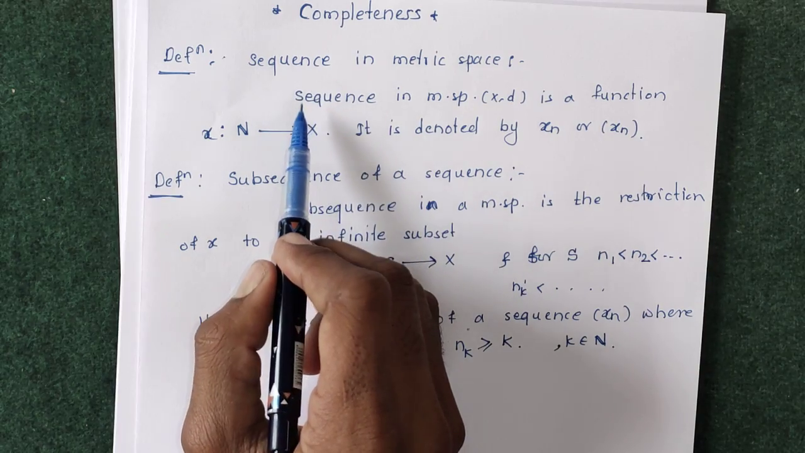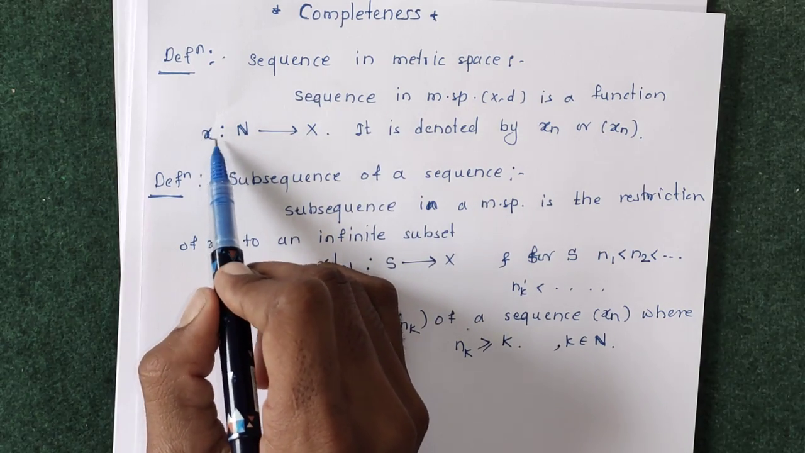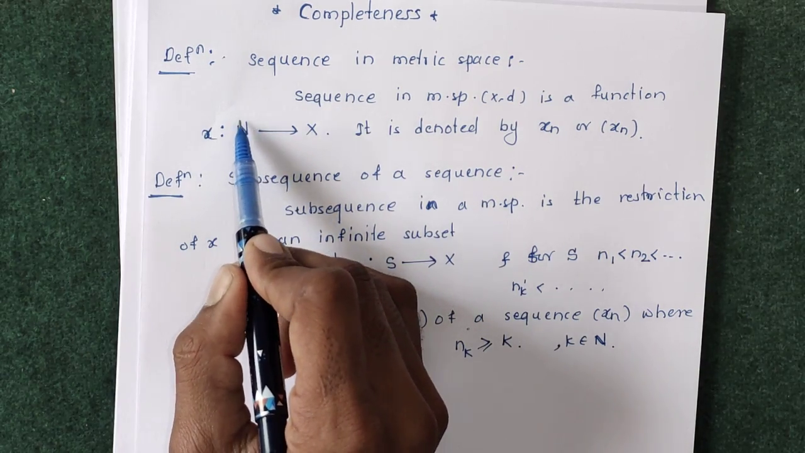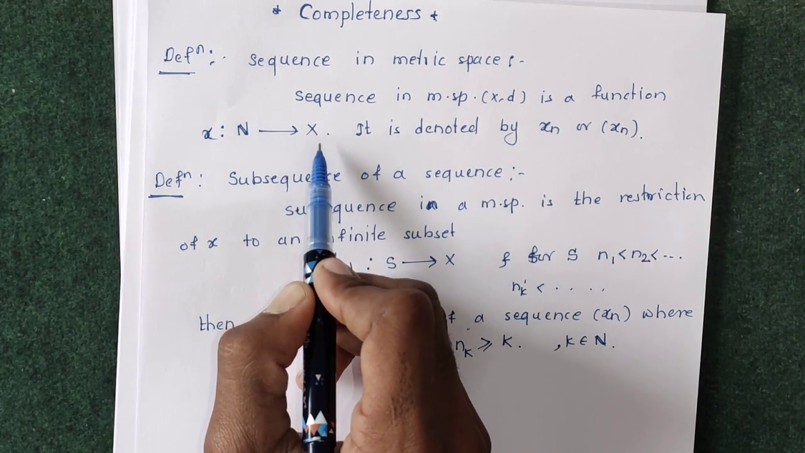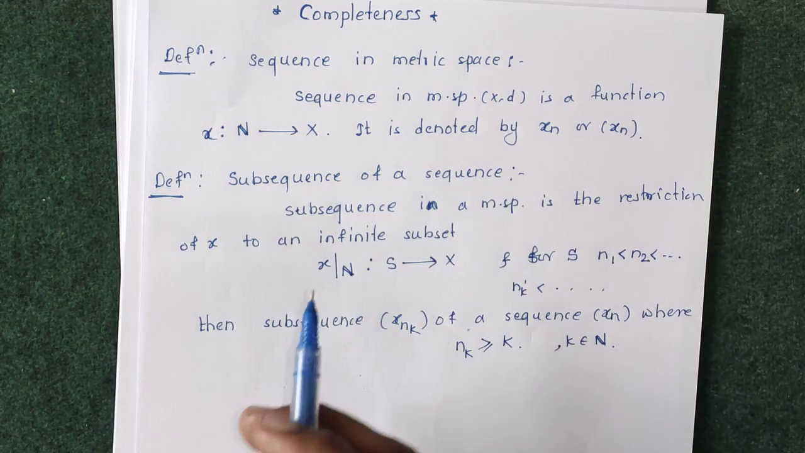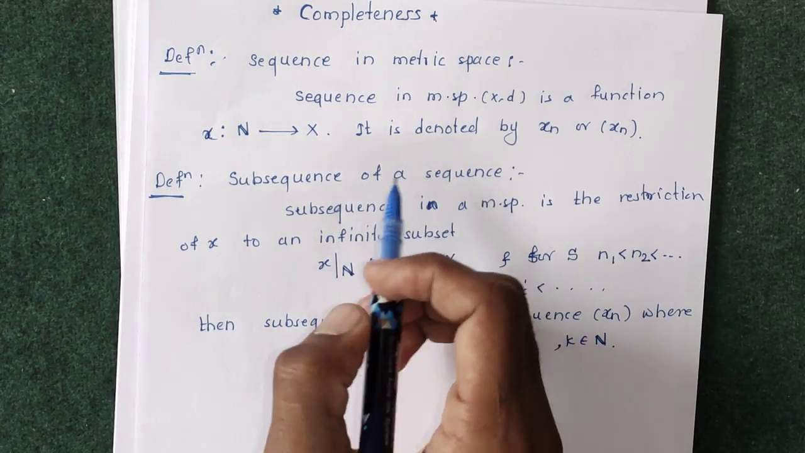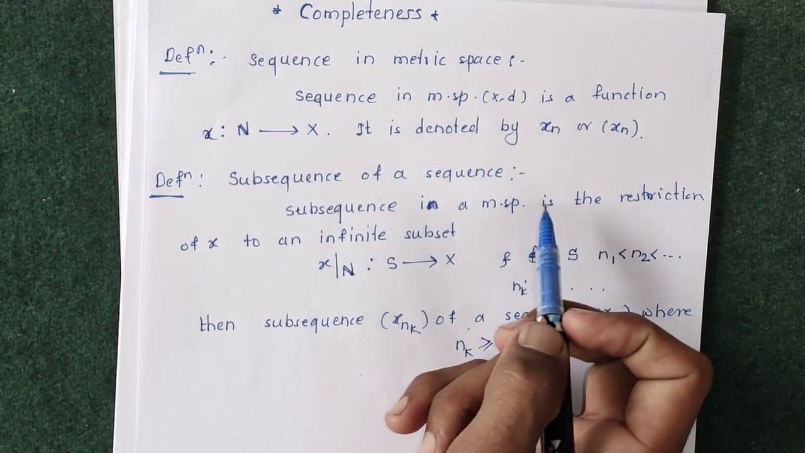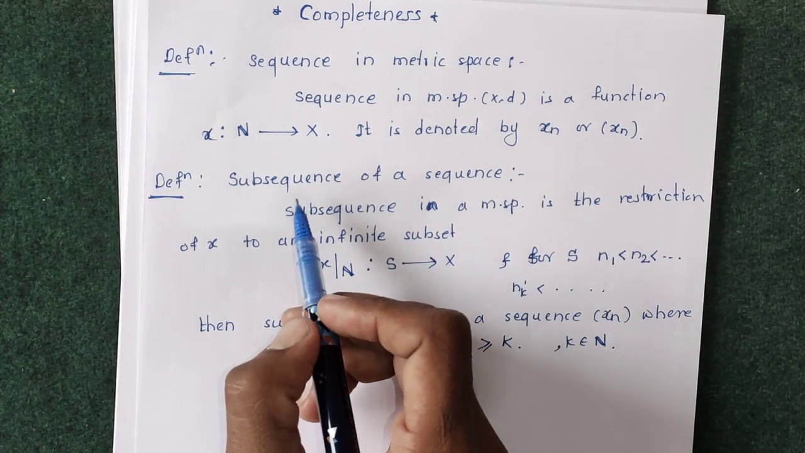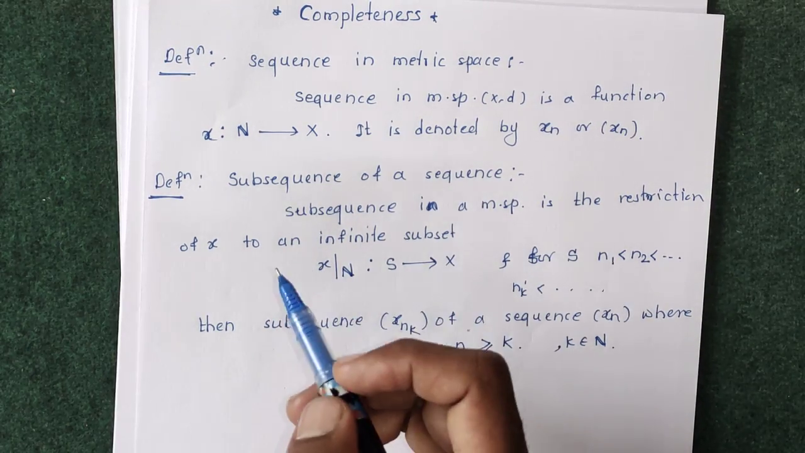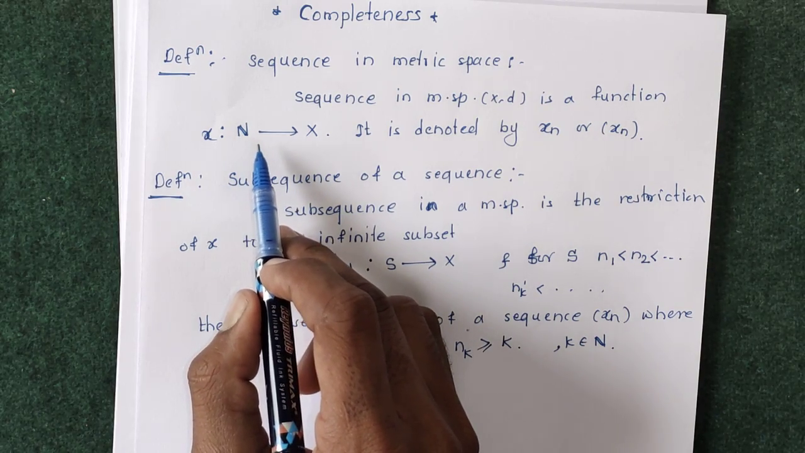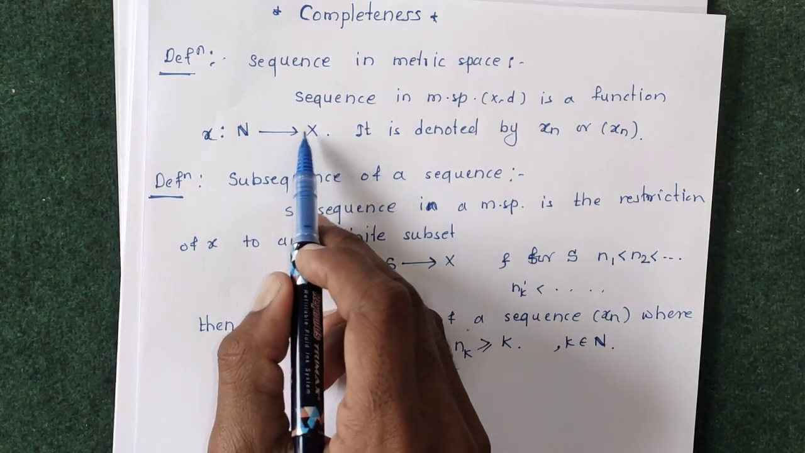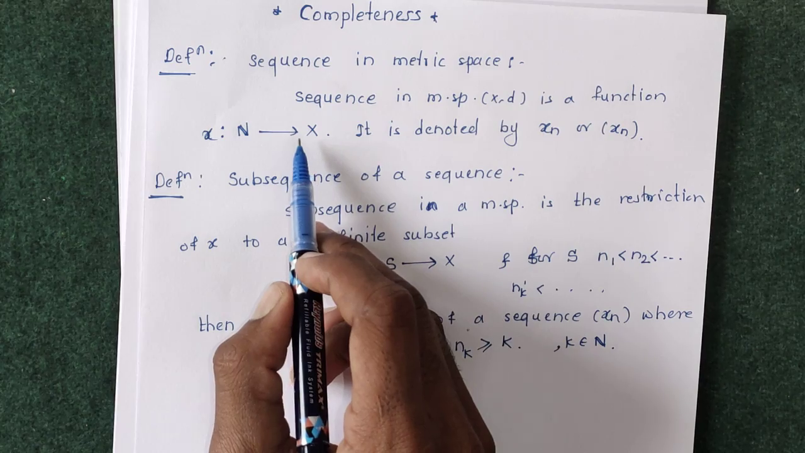So a function x from the set of natural numbers to some metric space X means a definite rule. x is a definite rule which assigns every natural number to some element in the metric space. So a sequence is nothing but a rule that assigns every element of the domain to some element in the codomain. Now, subsequence means, in casual ways, that a subsequence is just a subset of this set of elements of the sequence.